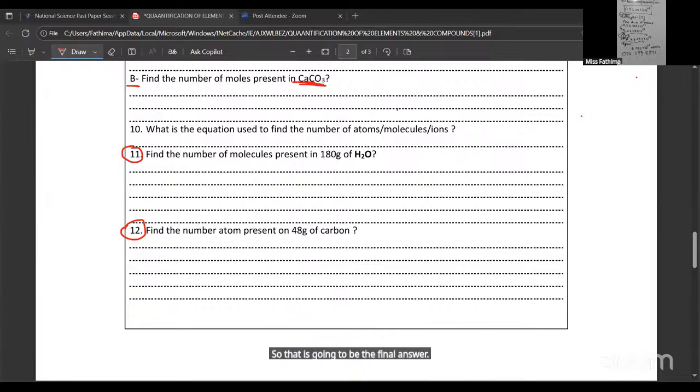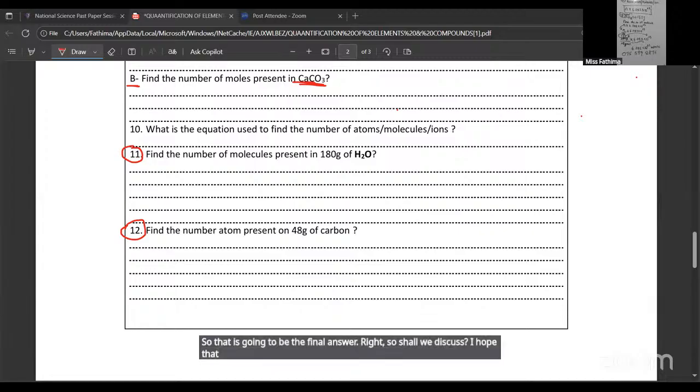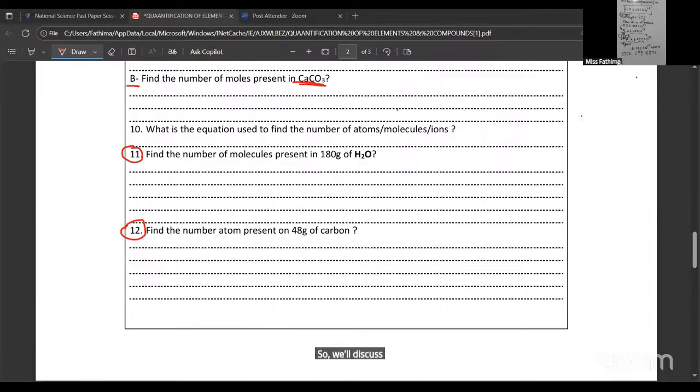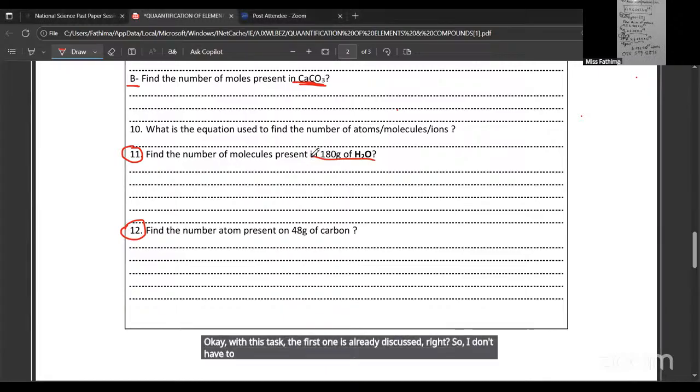Right. So shall we discuss? I hope that you all have done the work. So we'll discuss now. Rasha, check your answer. Okay. The first one is already discussed, right? So I don't have to teach once again. It is given already on the board, right?